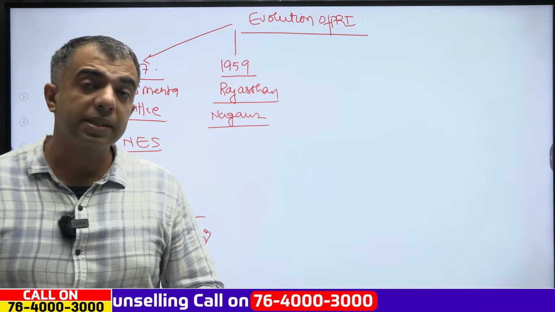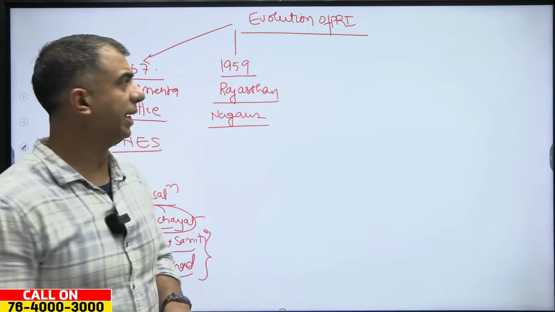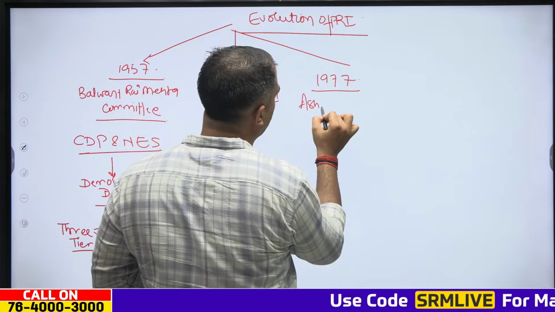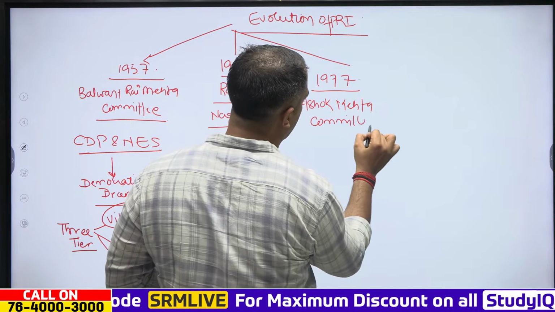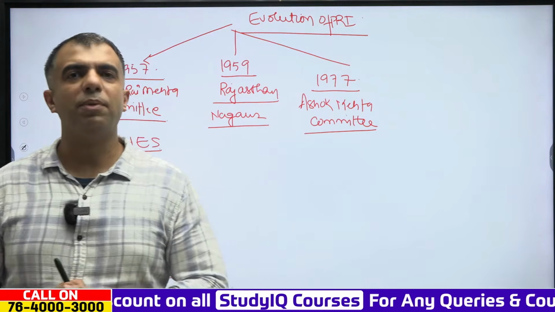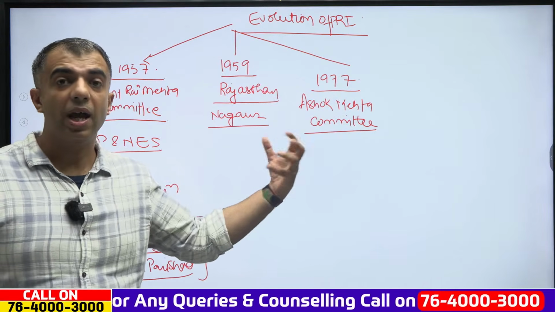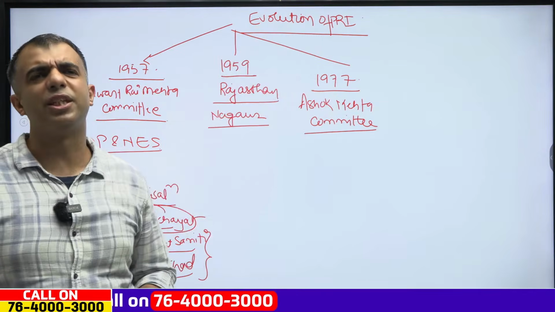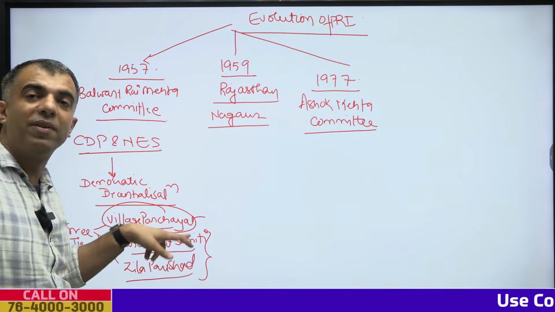Since the structure was not uniform across the states, this led to the establishment of another committee. And it was in 1977 that the Ashok Mehta committee was established. And what was the responsibility? This Ashok Mehta committee had to review the working of the unstructured Panchayati Raj institutions in the country. Clear? Now, this Ashok Mehta committee was not in favor of having a three-tier system.